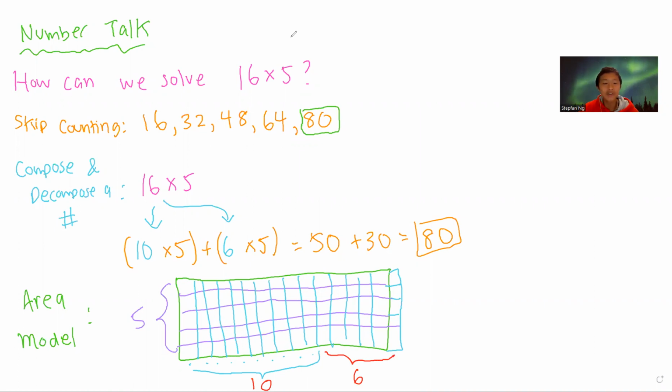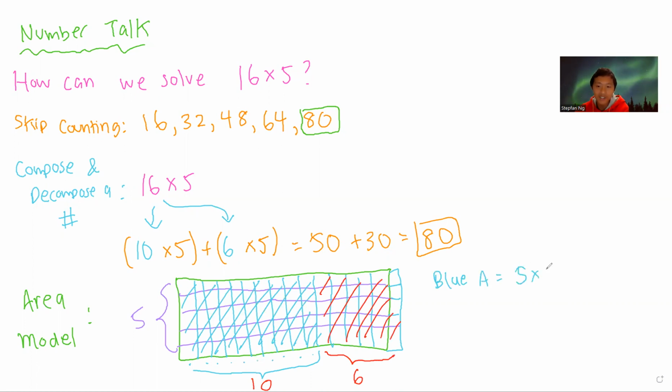So essentially what we're trying to do is find the area, right? Area is base times height, or length times width. So we do 10 times 5, we'll get this blue area. And if we do 6 times 5, we'll get this red area. So the blue area will be 5 times 10. And the red area will be 6 times 5, or 5 times 6. And we would get 30 and 50. And for those who are more visual, this is another way to solve it.